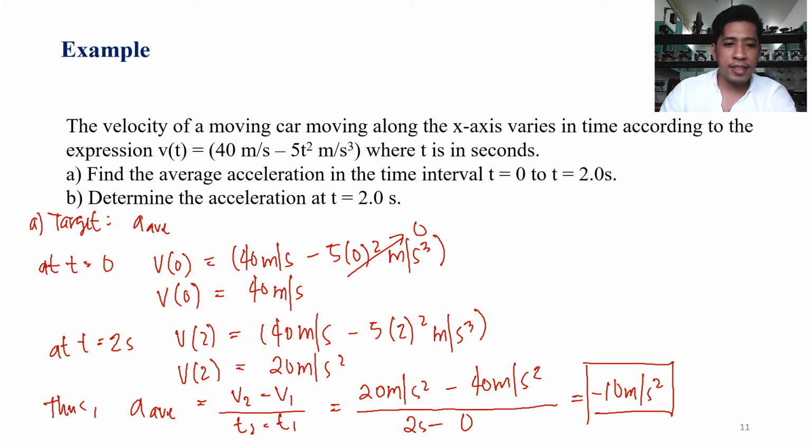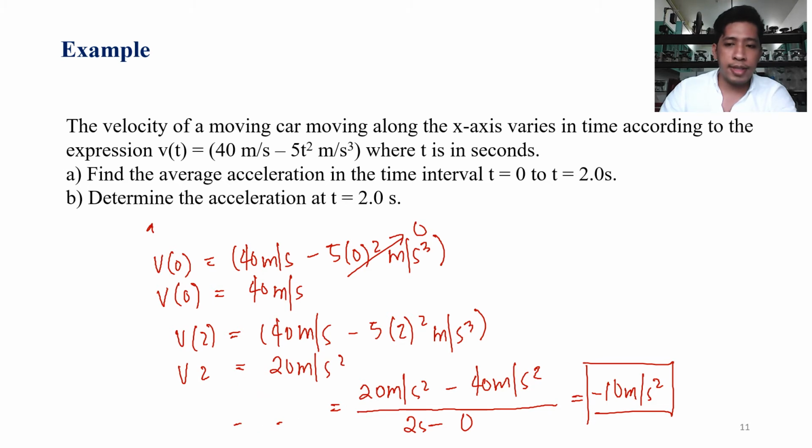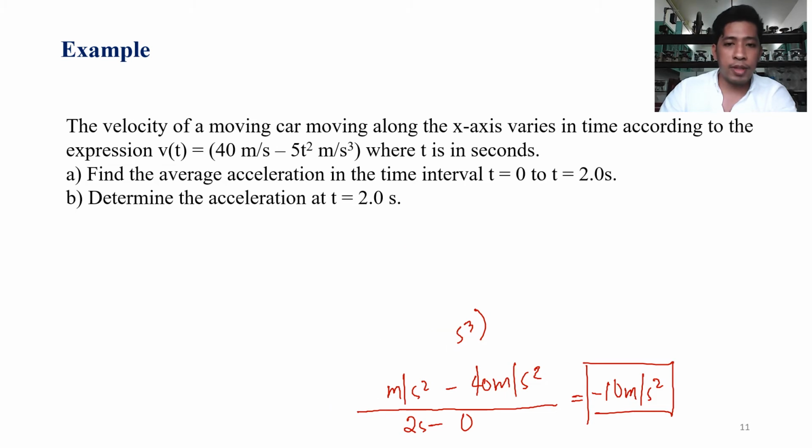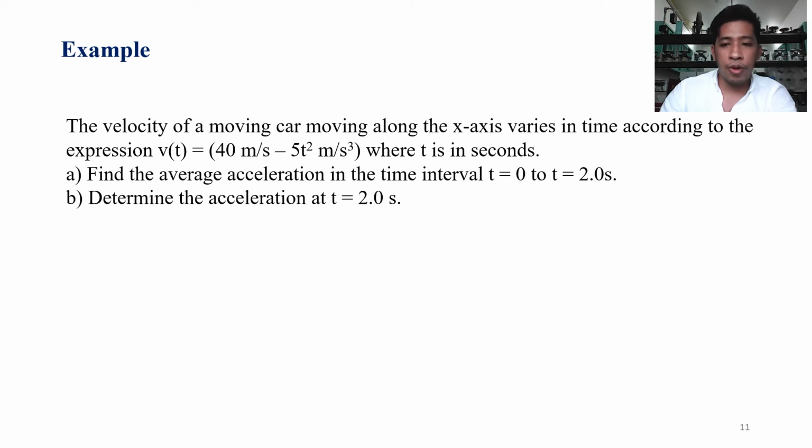Now let's solve the second problem. Your second problem asked us to determine the acceleration at time equals 0. Let me erase this one first. Now, when we're talking about the acceleration, as we have stated earlier in our discussion, when we say acceleration, we are referring to the instantaneous acceleration. That means that it is equal to the time derivative of your velocity, dv over dt. So let us solve the second problem.